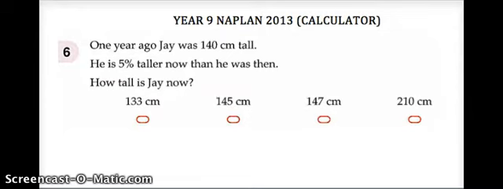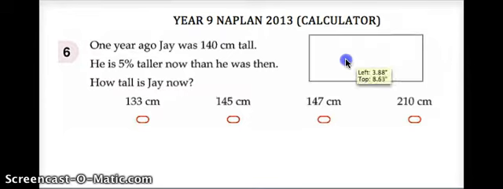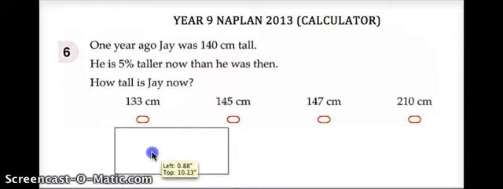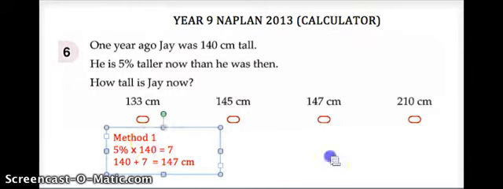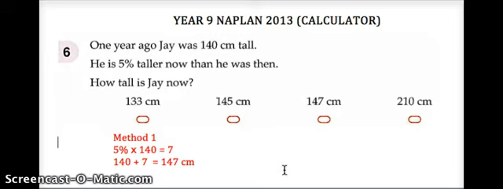In the first method, you can just work out what 5% of 140 is. So 5% of 140 using your calculator is 7. Now to do 5% on your calculator, you can do 5 divided by 100 times 140 equals. Or sometimes, if you enter 5 and then the percent button on your calculator, you will get an error.